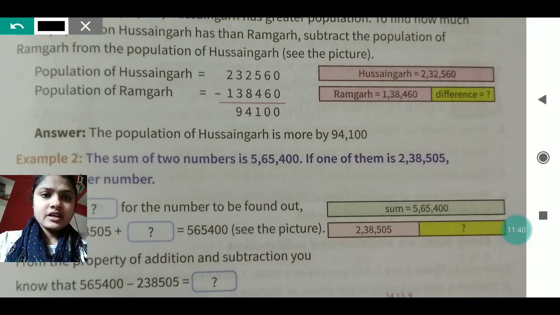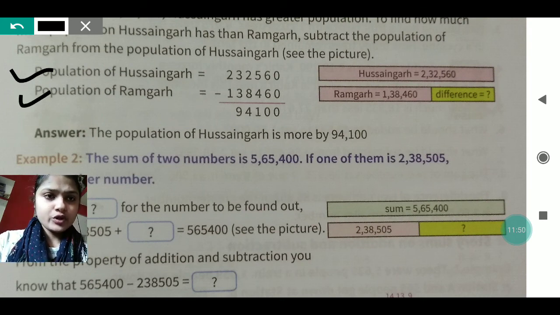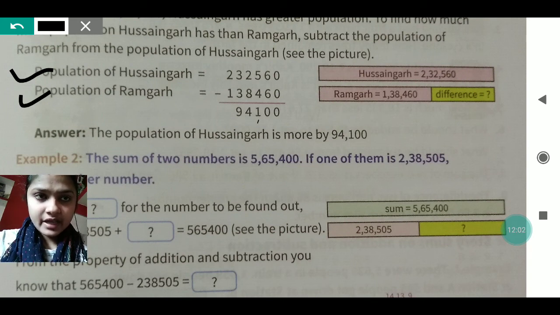So you can write number of people in Ramgarh, number of people in Hoshangarh, like this also. Or you can write population of Hoshangarh and population of Ramgarh. Both you will write, then you will subtract. 0 minus 0 will be 0. 6 minus 6 will be 0. 5 minus 4 will be 1. 2 minus 8 is not possible. It will take one carry from 3, so it will become 12 here. 12 minus 8 when you do, you will get 4.